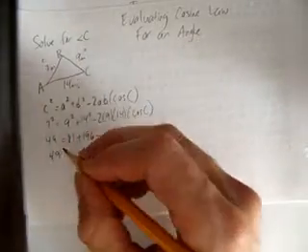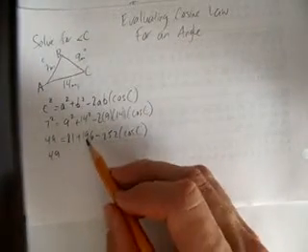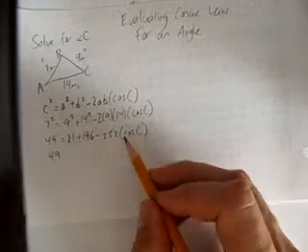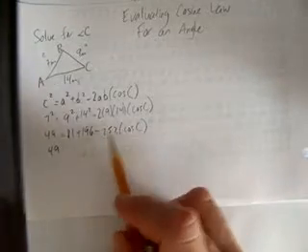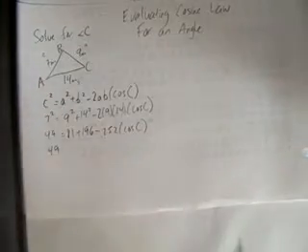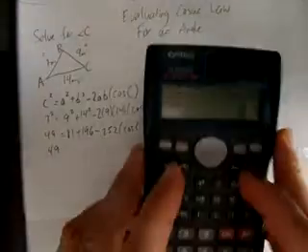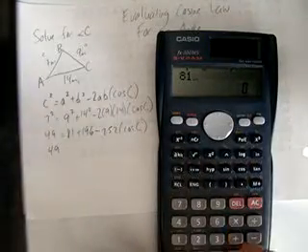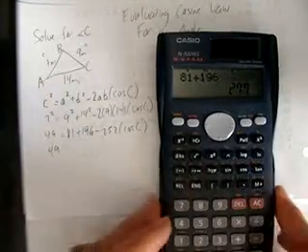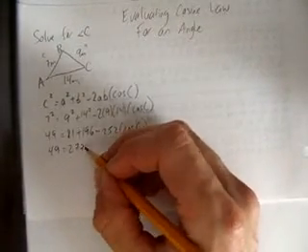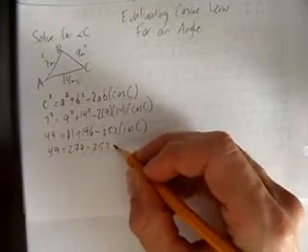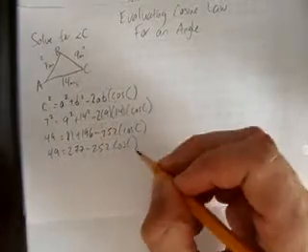A lot of students will be tempted now to do 81 plus 196 minus 252. Can't do it. You've got to keep this negative 252 attached to the cosine c. So instead I'll just do 81 plus 196 and I get 277. Leaving this minus 252 cosine of c.